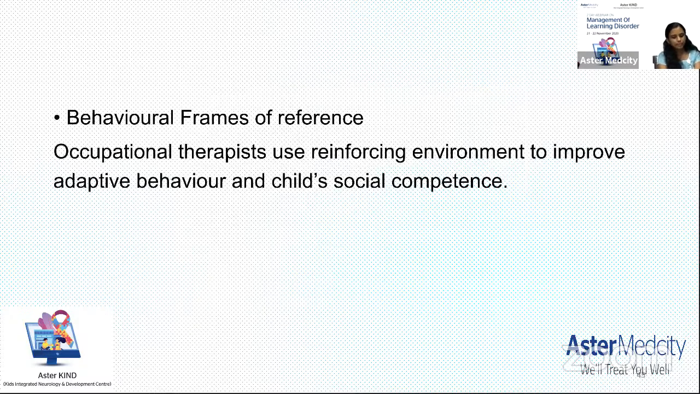Next is behavioral frame of reference. Occupational therapists use a reinforcing environment to improve adaptive behavior and the child's social competence. The basic premise of the behavioral frame of reference is that measurable adaptive behaviors can be learned through interaction with a reinforcing environment. It can be a verbal reinforcer, or it can be physical, or anything the child is more interested in.